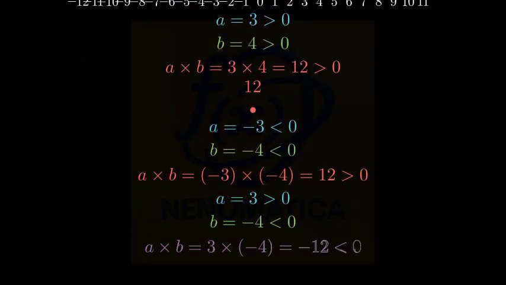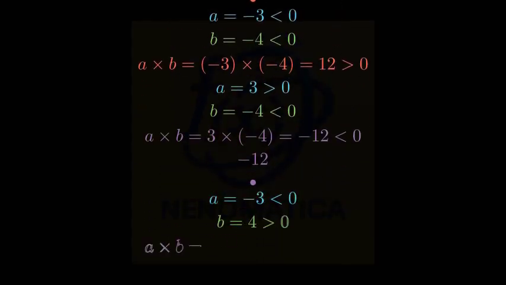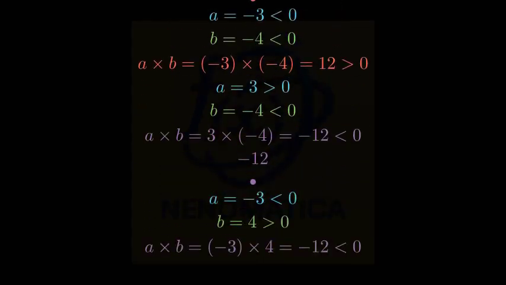However, if a equals 3 and b equals negative 4, then a times b equals negative 12, which is negative. Or if a equals negative 3 and b equals 4, then a times b equals negative 12, which is also negative. Let's understand this geometrically using the coordinate plane.